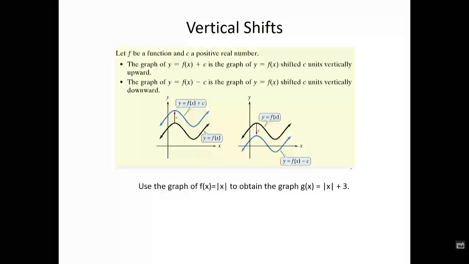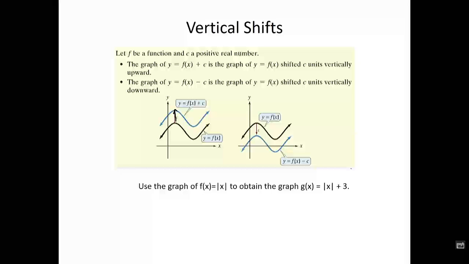So let's consider what a vertical shift would be. If we have the graph of f of x, here it is, y is equal to f of x, and we wanted to obtain the graph of f of x plus c, well, this would be a vertical shift upward c units. Here it is. So if we shift the graph of f of x c units upward, then we obtain the graph of f of x plus c.